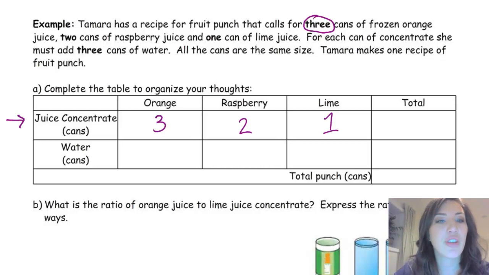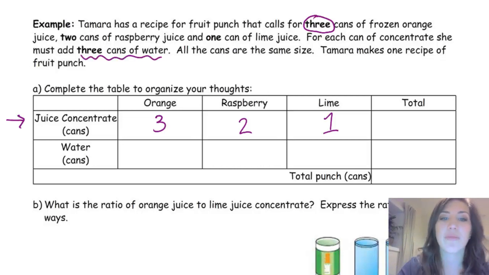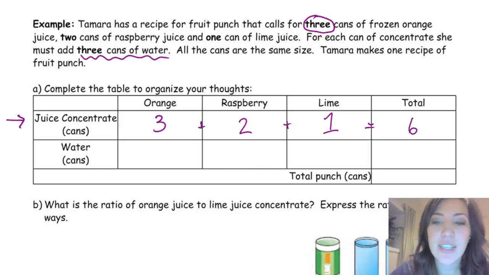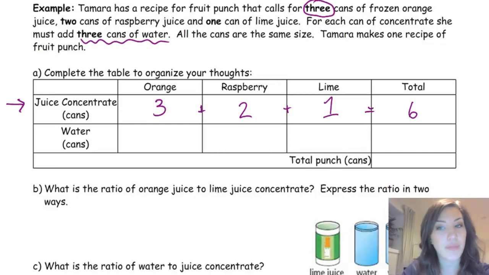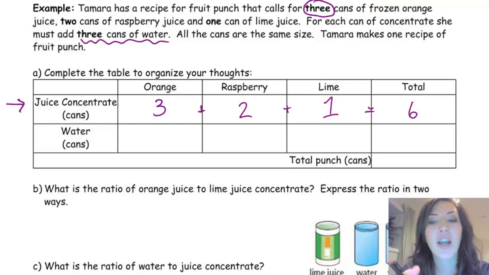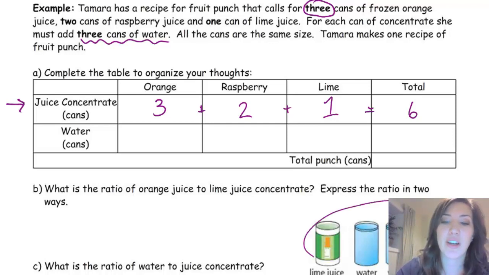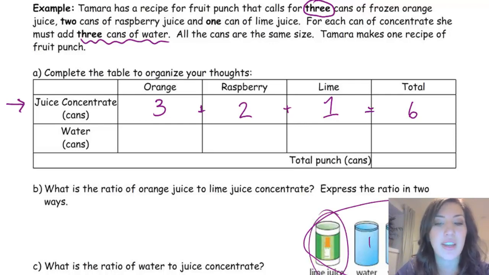For each can of concentrate, she must add 3 cans of water. And all the cans are the same size. So she's going to make one recipe of fruit punch. Well, first of all, we can already see that 3 plus 2 plus 1 equals 6 cans of frozen concentrate total. So she needs 3 orange juices, 2 raspberries, and 1 lime. But since they're concentrated, they come really packed up, super sugary, so we need to add water to dilute it a little bit. And it says that you add 3 cans of water per every juice. So here, even in this example down here, 3 cans of water per every 1 concentrated can.